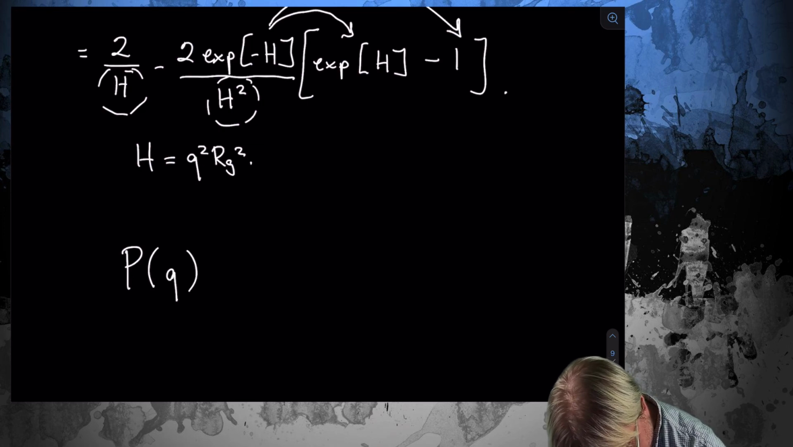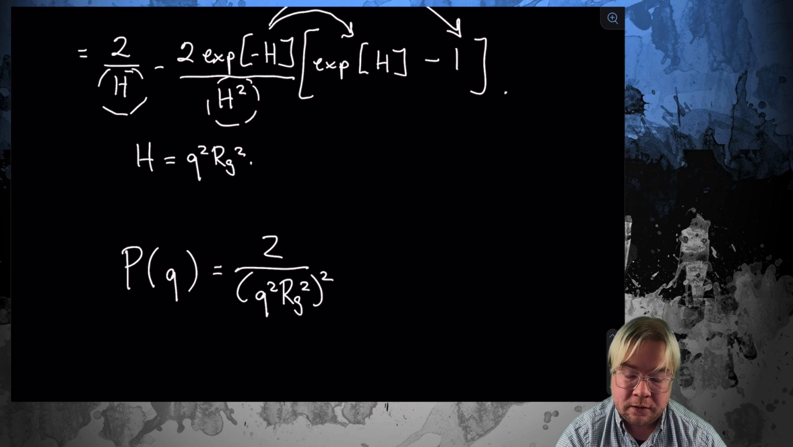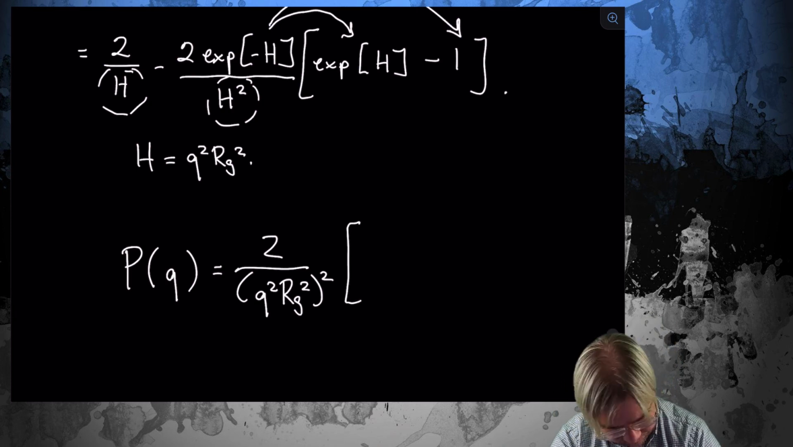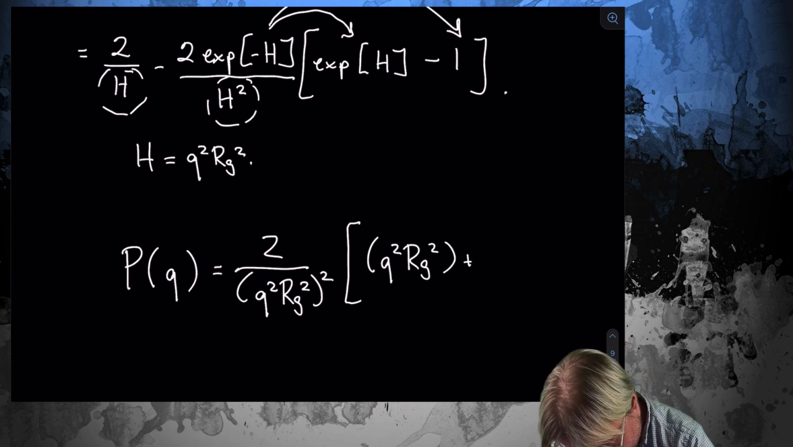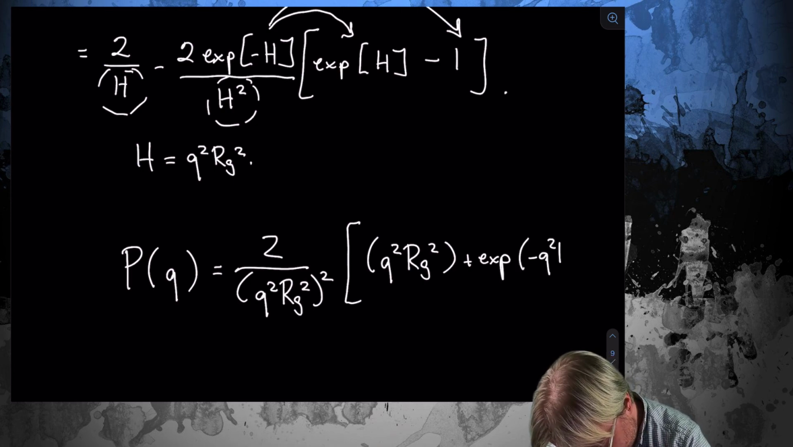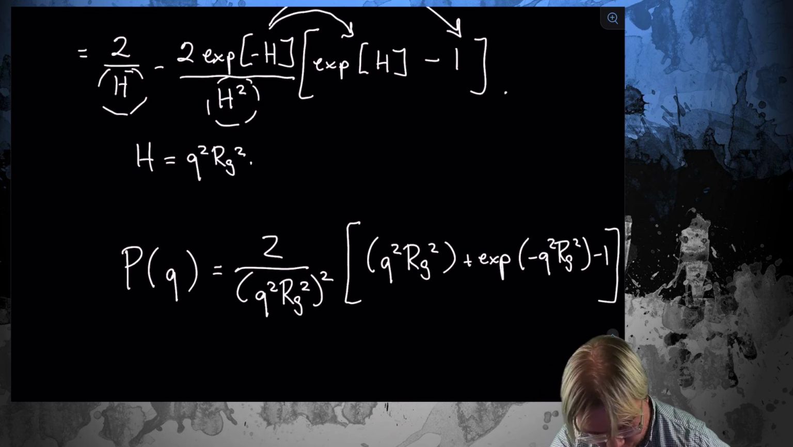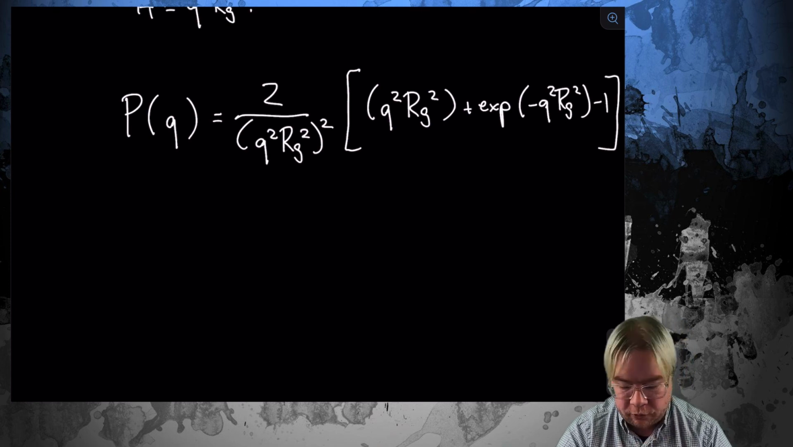The form factor is 2 divided by q squared rg squared, squared, and then multiplied by q squared rg squared plus the exponential of minus q squared rg squared minus 1.